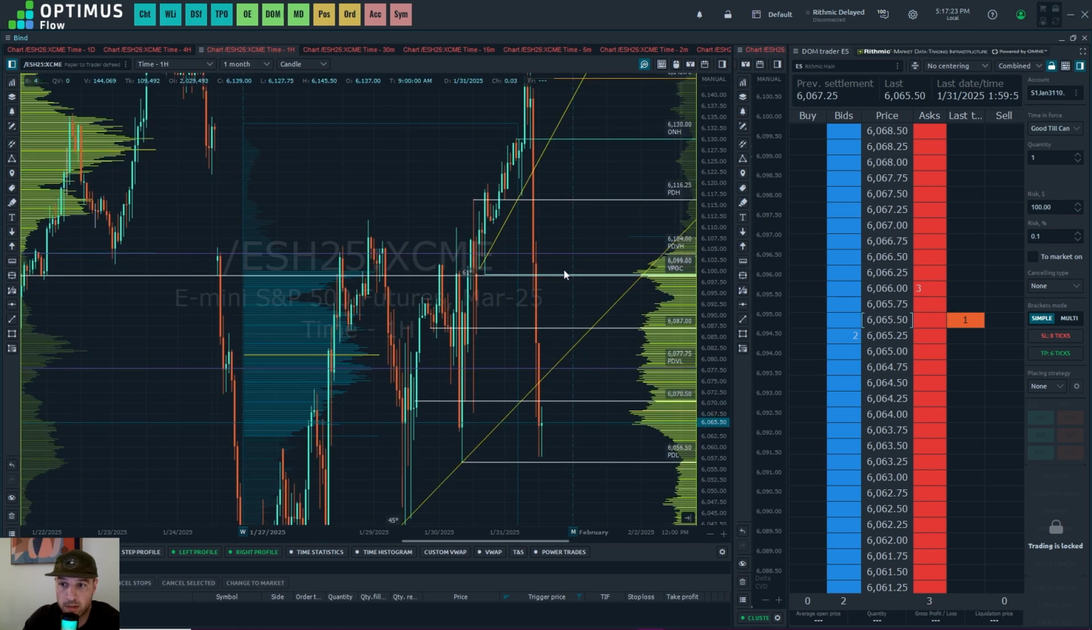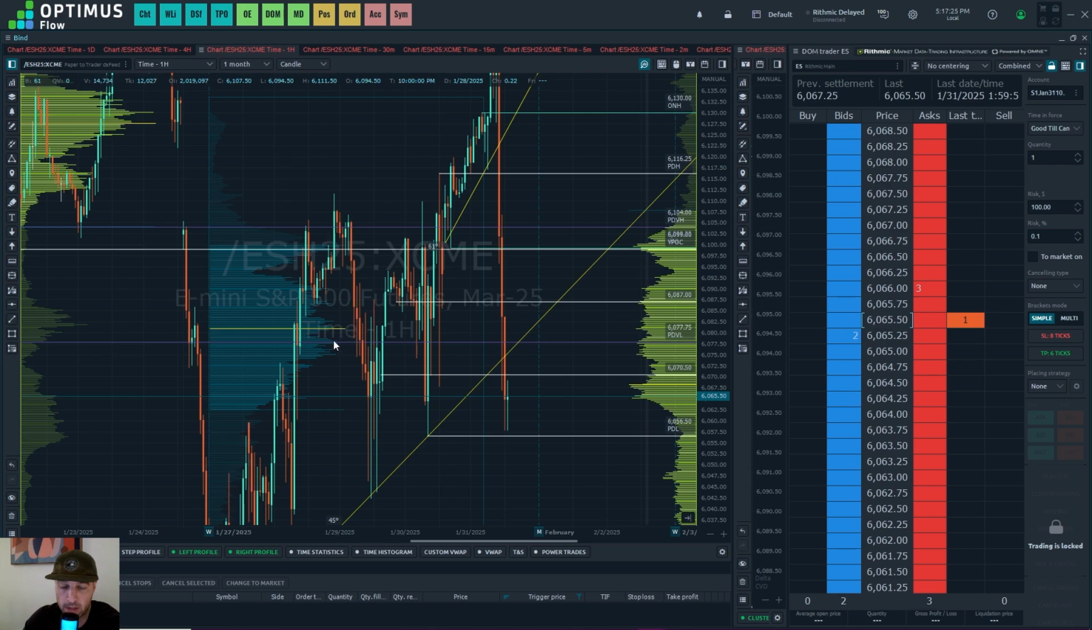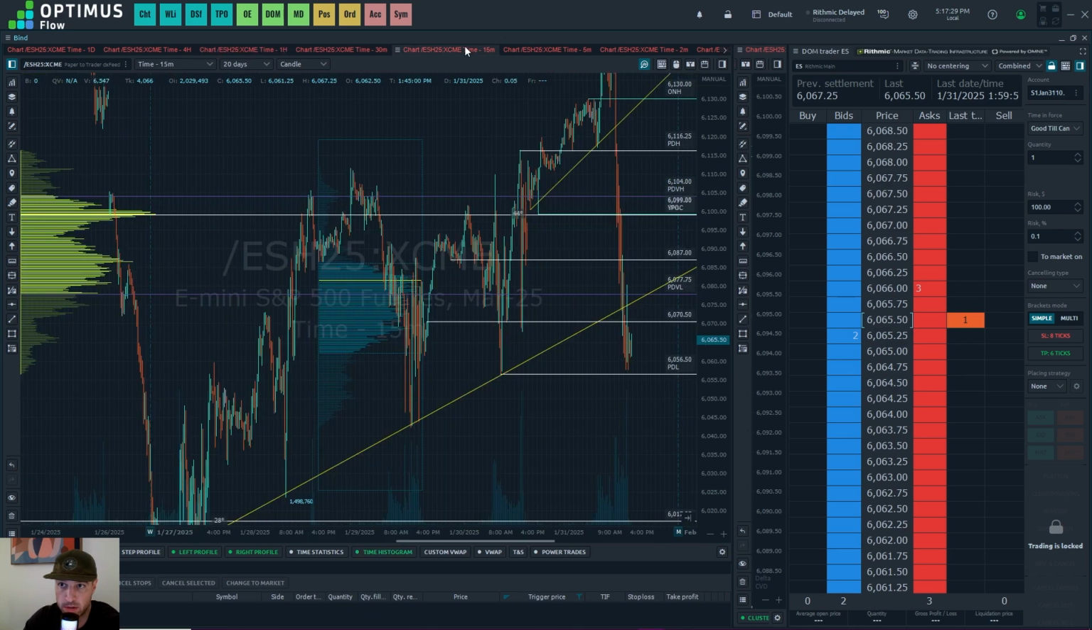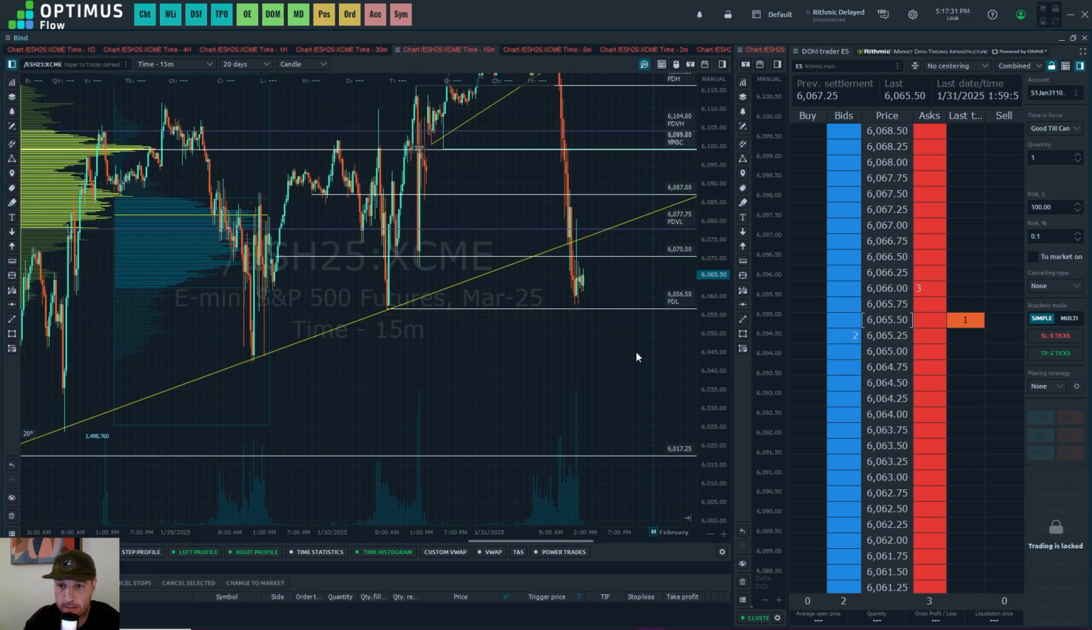This volume profile right here is from Wednesday the 27th. No, that's on the 15th.